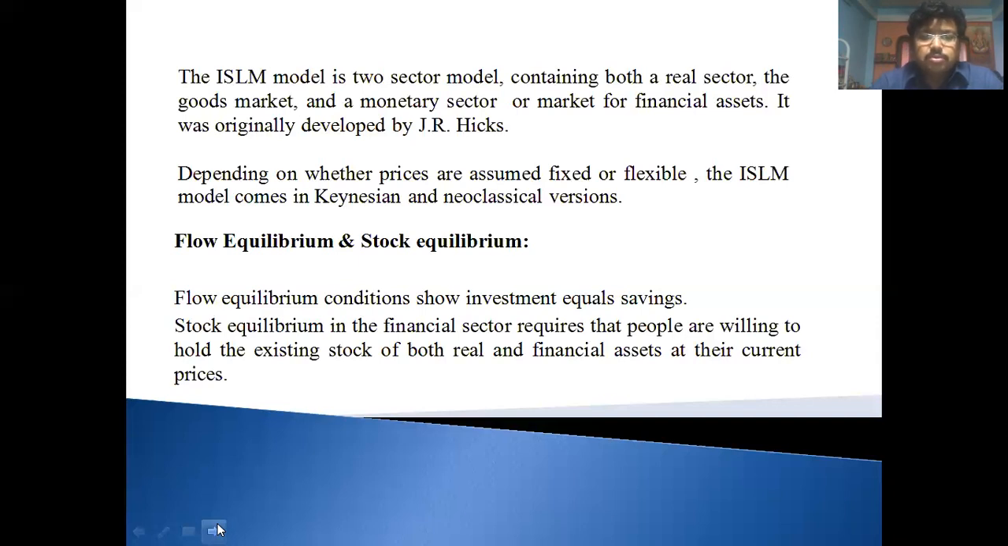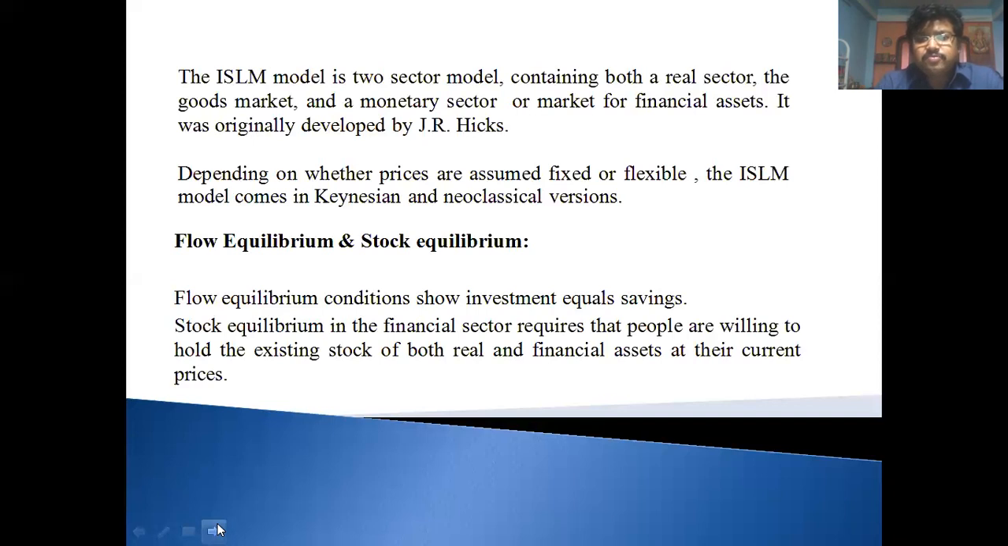Now, the stock equilibrium. The stock equilibrium in the financial sector requires that people are willing to hold the existing stock of both real and financial assets at their current prices.